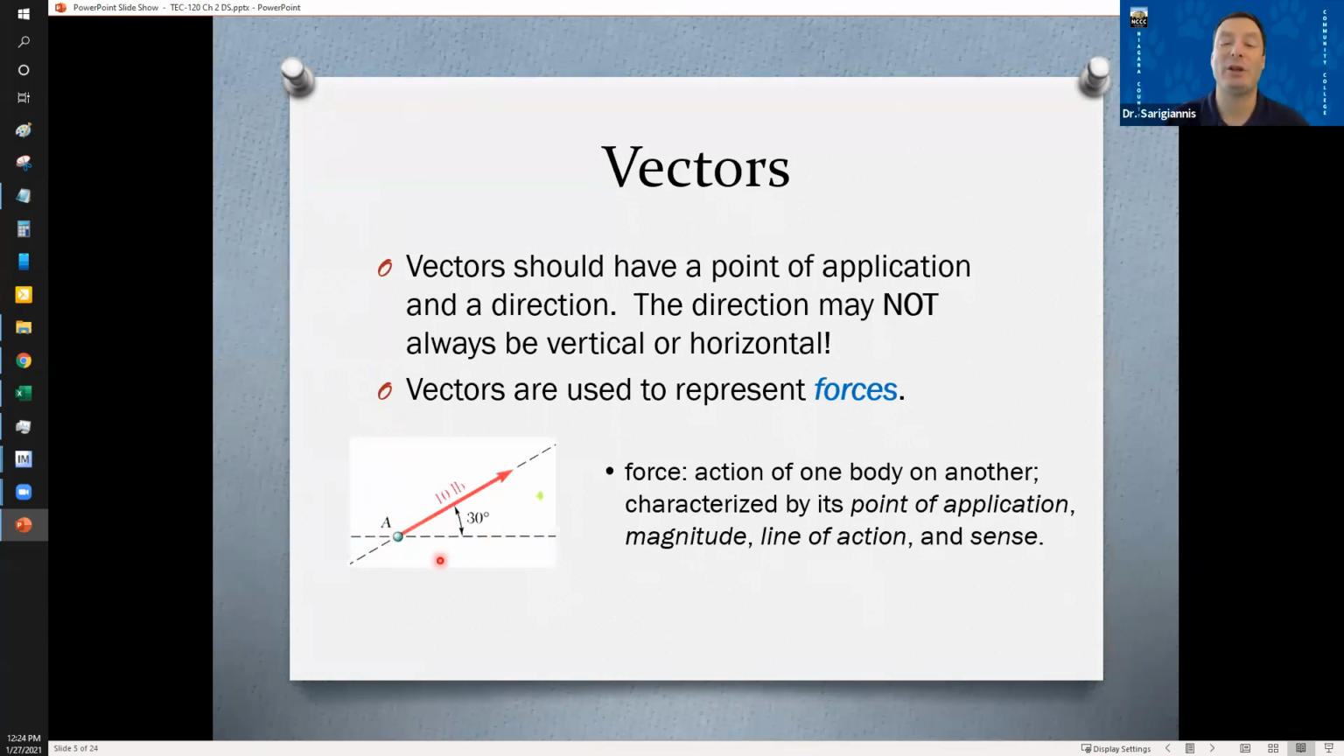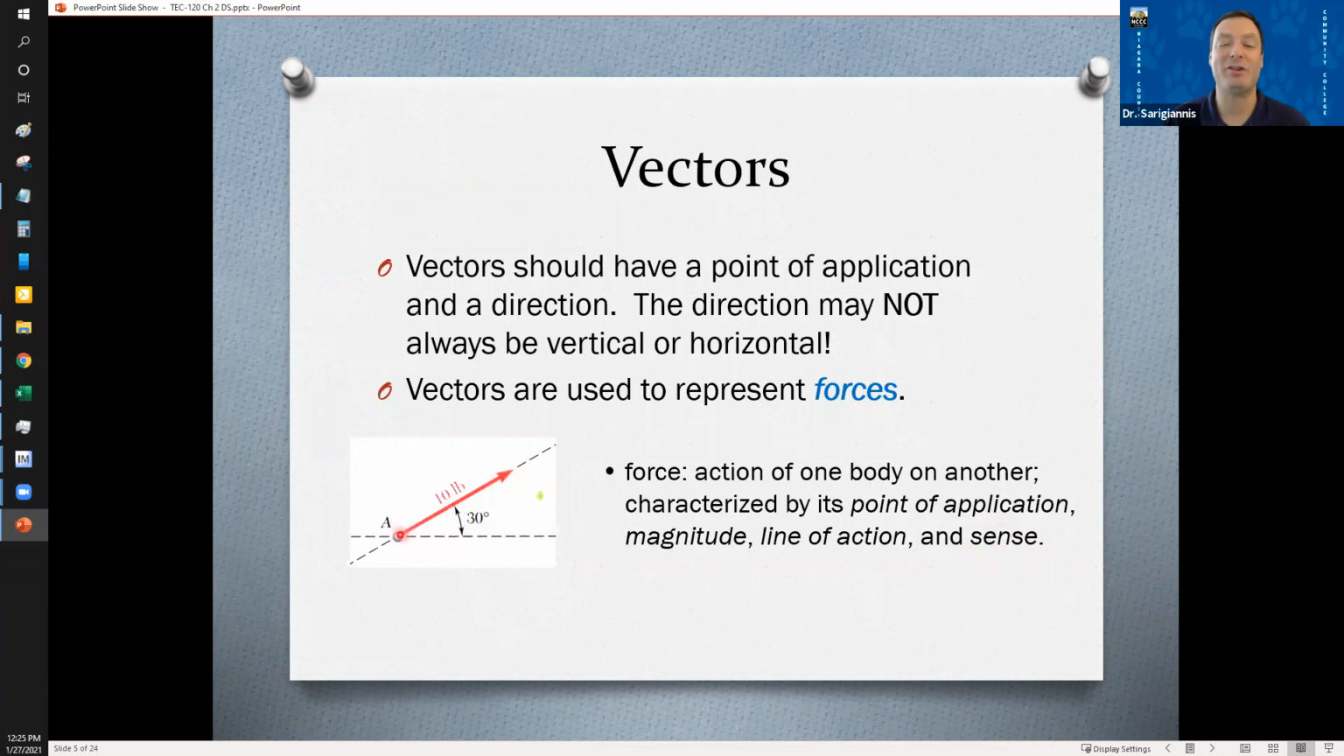And a lot of times we use vectors to represent forces because forces are acting on some object, right? You have a rope tied to something, or something's moving on a track with respect to gravity, or just even free falling. But you have some kind of force acting on something in a certain direction, right? And sometimes you might hear the word sense. Sense is just a general term for the direction, right?